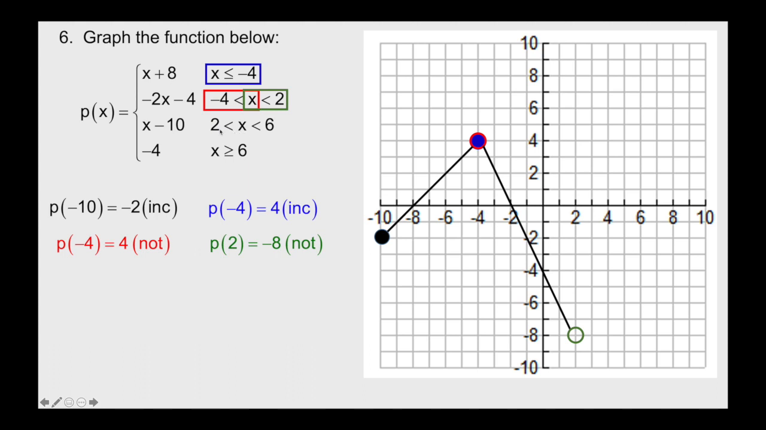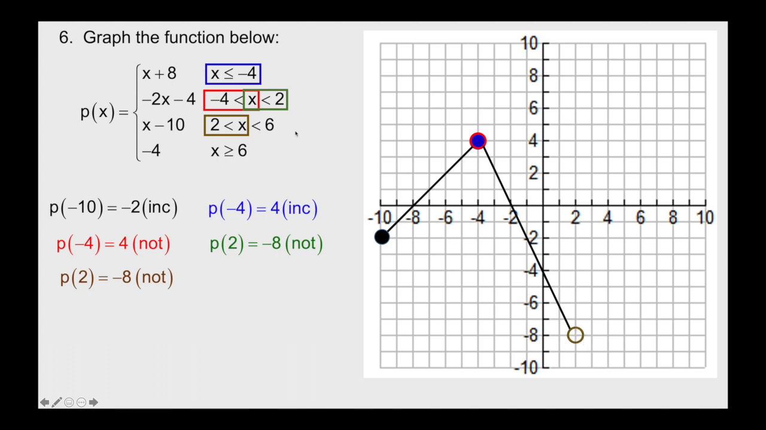My next region starts at positive 2. When I plug that in here, I'm going to get negative 8. Once again, that's going to be an open circle because I don't have an equal sign. So I go to 2, negative 8. It already has an open circle there, so I can just leave that alone.